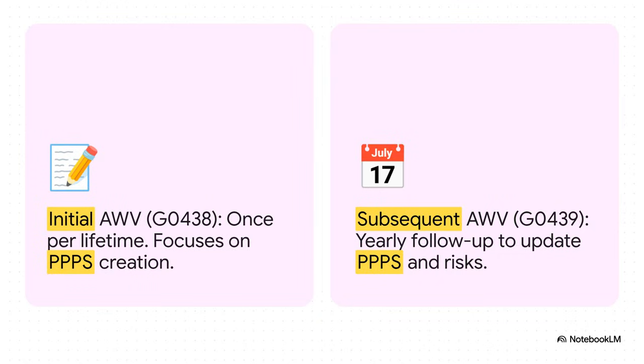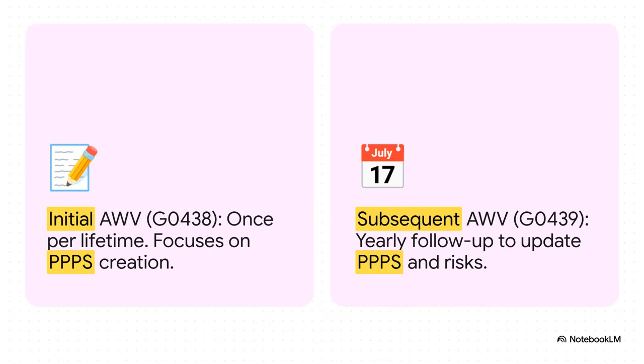Then, once that patient crosses the 12-month mark in Medicare, they transition into the Annual Wellness Visit, or AWV, framework. They get one single lifetime initial AWV, that's G0438, and that focuses really heavily on checking for cognitive impairment and creating a personalized prevention plan service.